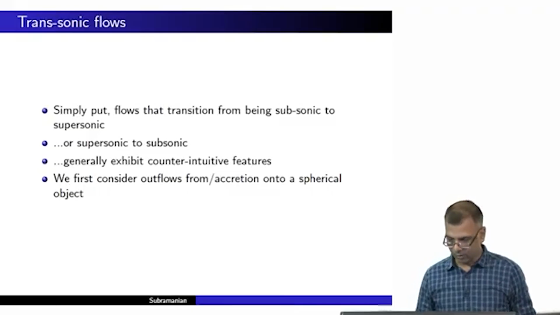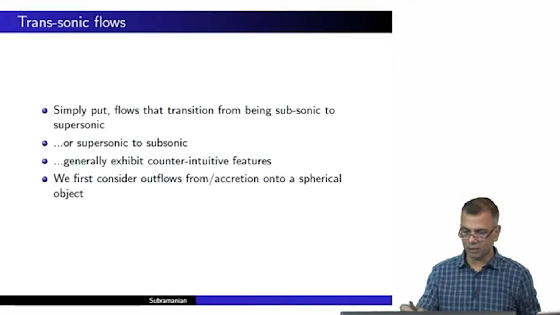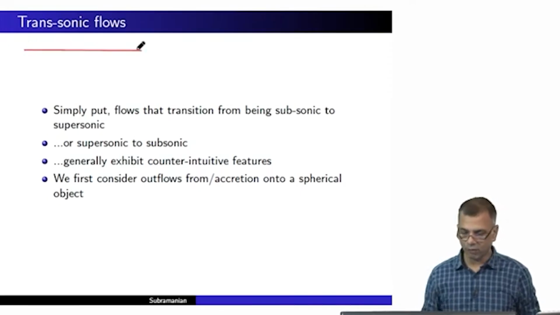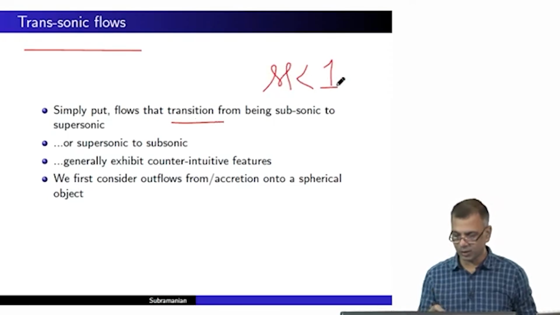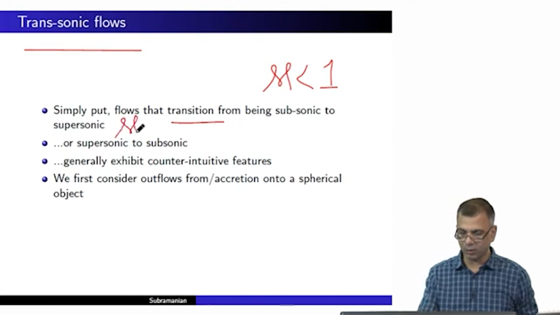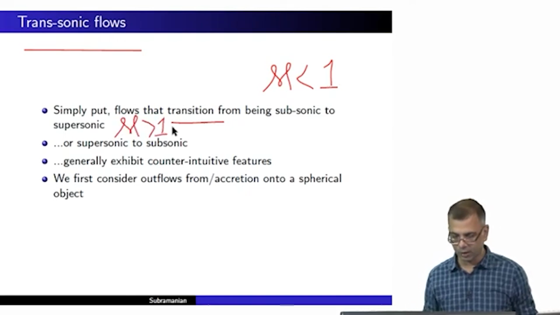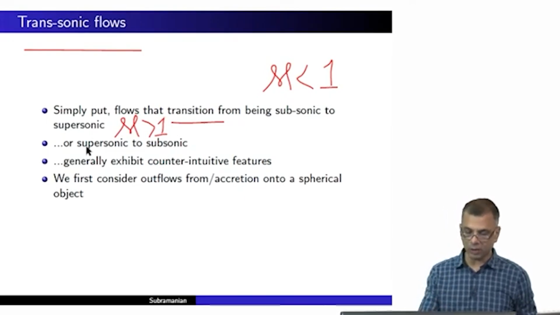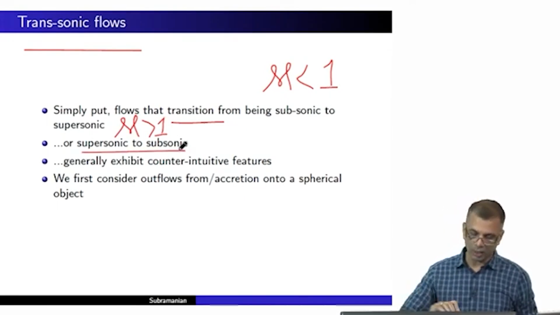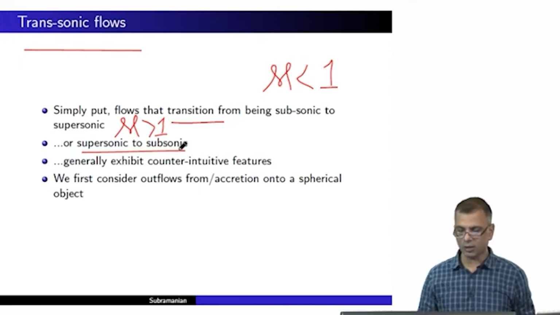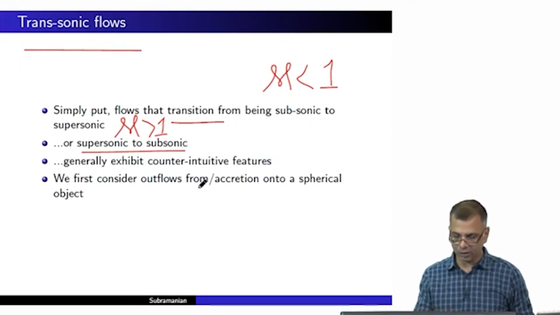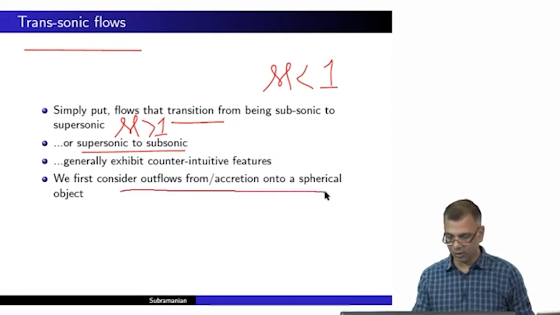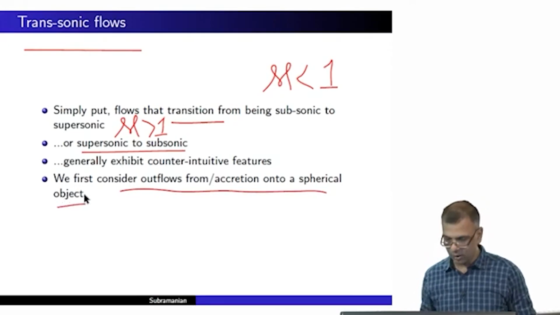So, we will continue with our discussion of transonic flows, flows that transition from being subsonic, which is to say Mach number less than 1, to supersonic, which is to say Mach number greater than 1, or supersonic to subsonic, either way. Either way, there is a transition from subsonic to supersonic, right? And we did this very briefly the last time, and we will do it in some more detail.